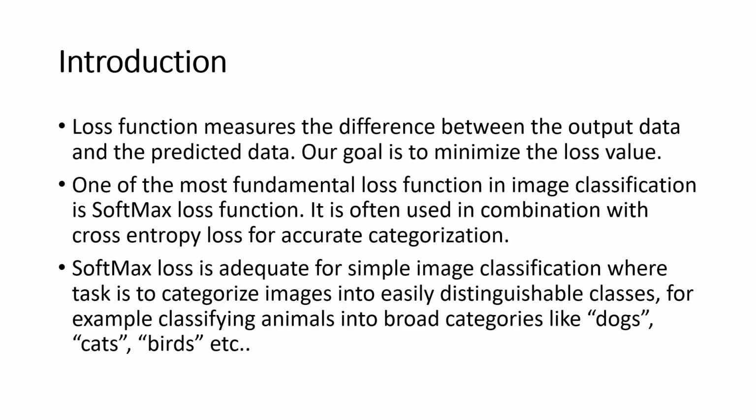First of all, what is loss function? Loss functions measure the difference between the output data and the predicted data, and our goal is of course to minimize the loss value. One of the most fundamental loss functions in image classification is softmax loss function, and it is often used in combination with some other loss functions such as cross entropy loss for accurate categorization. Softmax loss is adequate for simple image classification only, where the task is to categorize images into easily distinguishable classes, for example classifying animals into broad categories like dogs, cats, birds, etc.